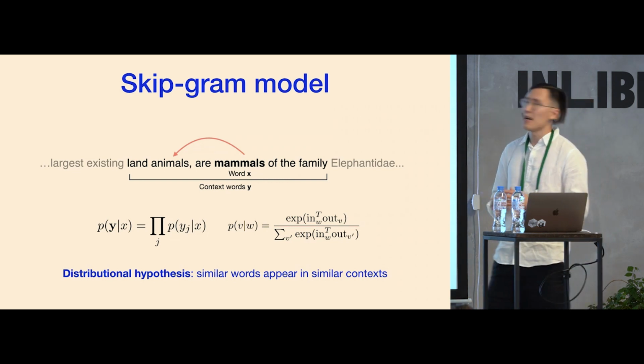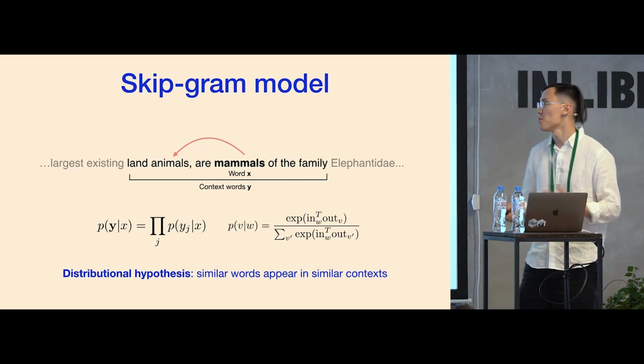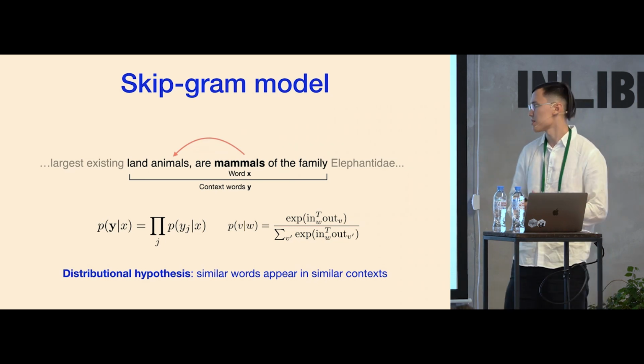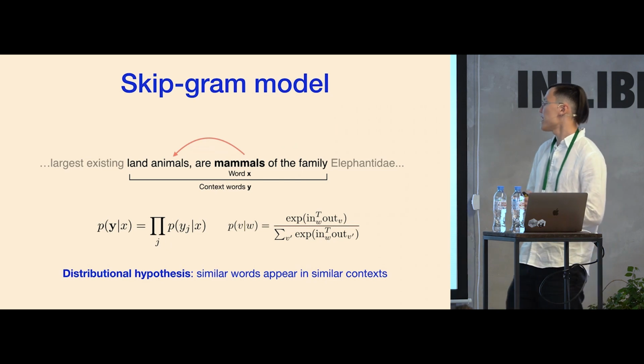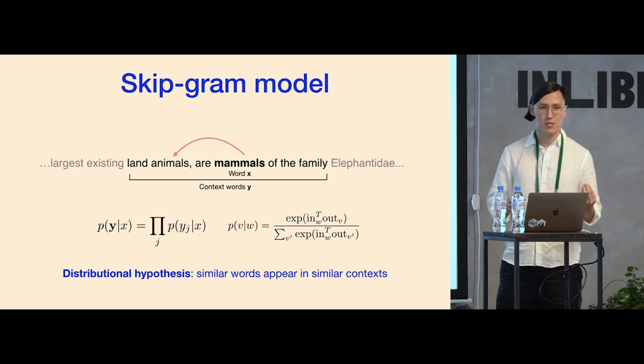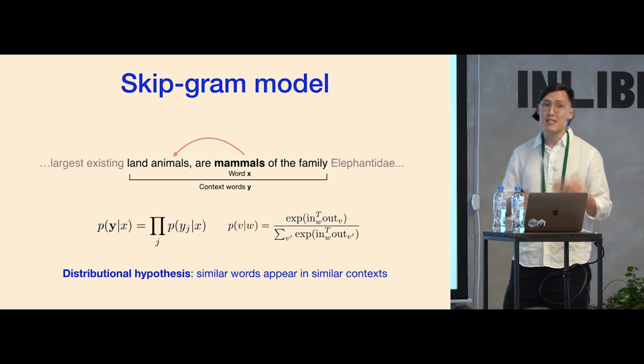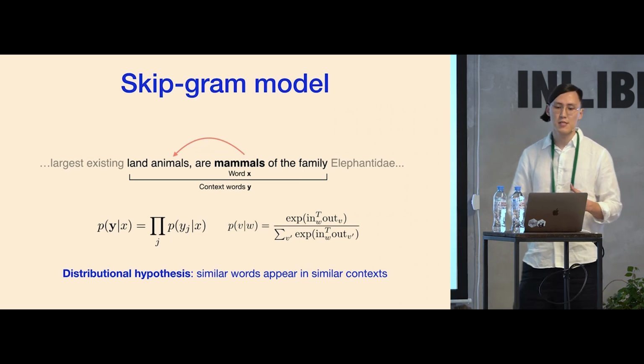So it may be unclear how such a simple model can learn good word embeddings. Why would this work? Because this looks very simple. But actually, the skipgram model is based on the so-called distributional hypothesis. What is it? We believe that semantically similar words should appear in similar contexts.